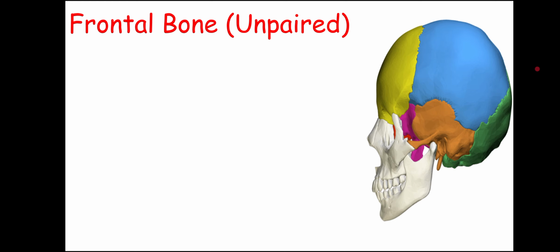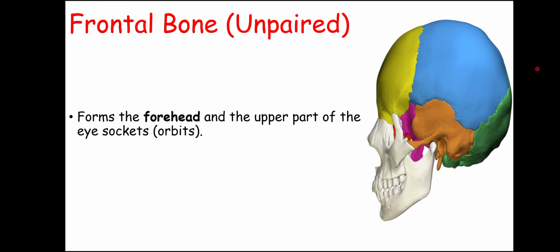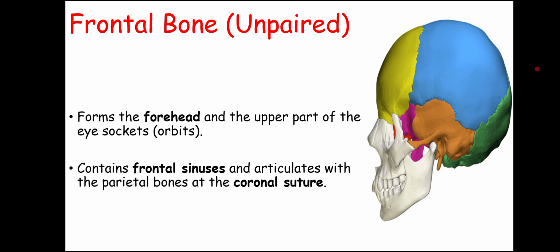First, we will talk about the frontal bone, that is unpaired. That means there will be one in each skull of a person or human. So, the frontal bone forms the forehead and the upper part of the eye sockets that are also called orbits, and it contains frontal sinuses and articulates with the parietal bones at the coronal suture behind.